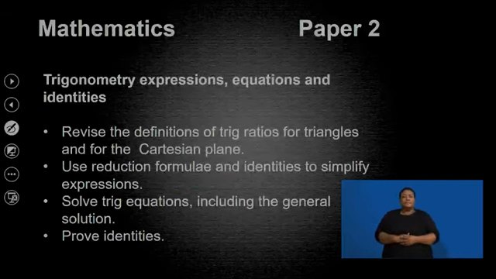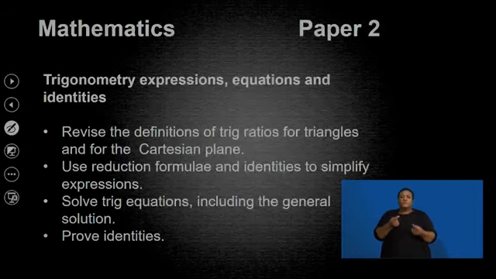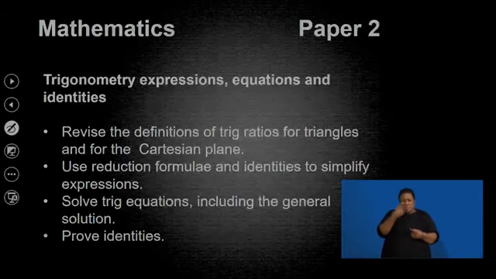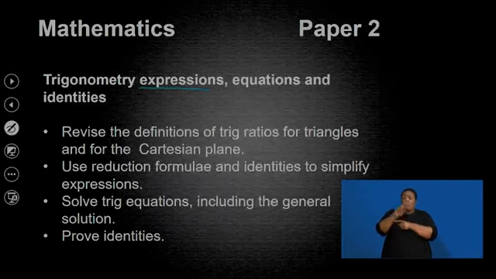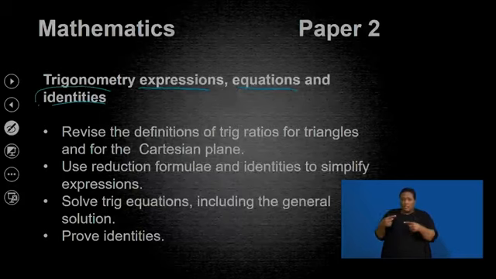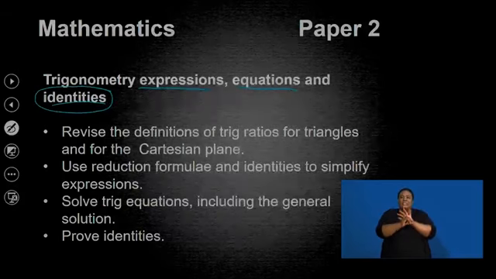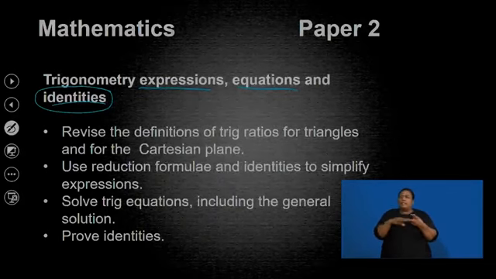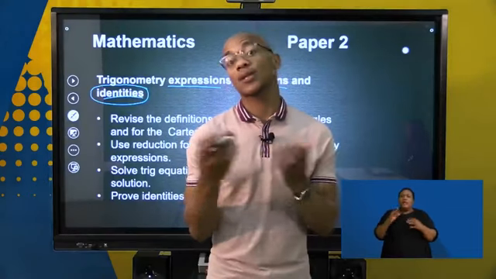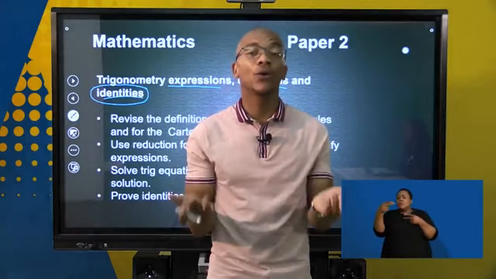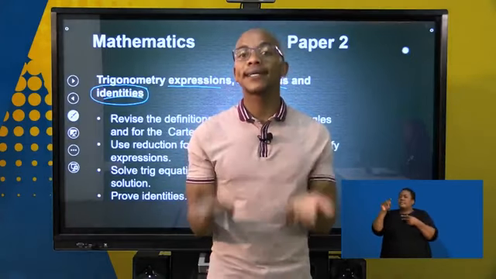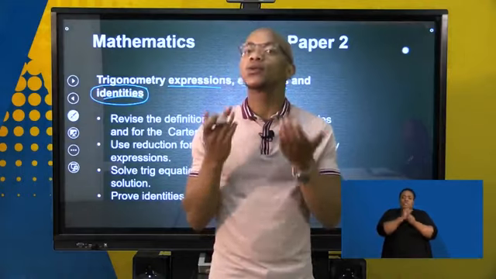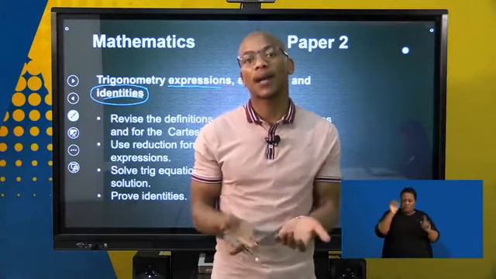Now, we're going to look at a concept that we found to be a problem over the years from the past papers, and that was trigonometric expressions, equations, and identities. Guys, remember, when we talk about identities, we're not only talking about sine squared theta plus cos squared theta equals 1, or tan theta equals sine theta over cos theta. No. Even the grade 12 identities, you please need to know them and know how to apply them.